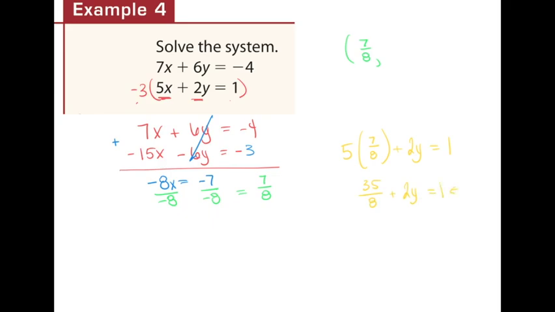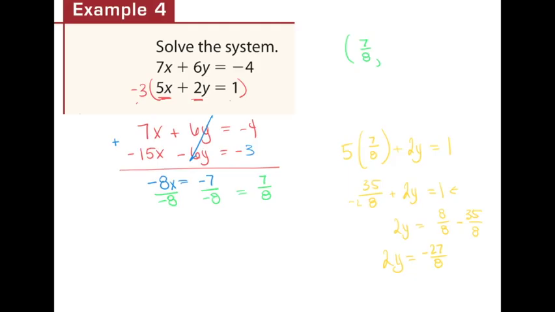Remember, to get this as a common denominator, it's just going to be 8 over 8. 8 over 8, subtract this over. 2y equals 8 over 8 minus 35 over 8. All right, subtract, we get negative 27 over 8. What's my last step? Divide by 2.